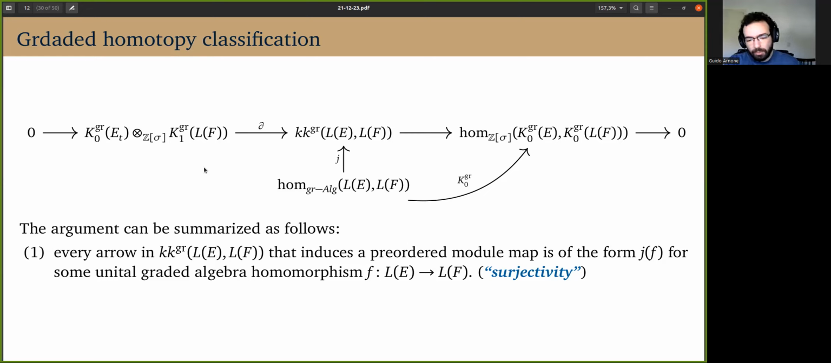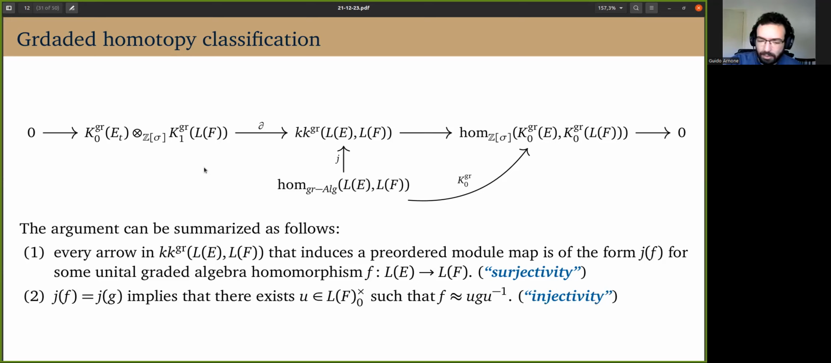Likewise, what we also want to do is some sort of injectivity statement. What that would look like is if we have two algebra maps between Leavitt path algebras, and they are mapped to the same thing in graded KK, then they're very similar in a very precise sense. They're not homotopic, that's what one would wish, but they're almost. One has a unit such that conjugating one of the maps by that unit is homotopic to the other. So that is essentially the two key things that we have to prove in order to get homotopy classification.